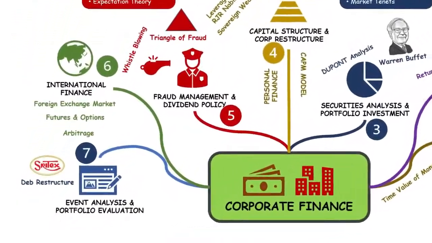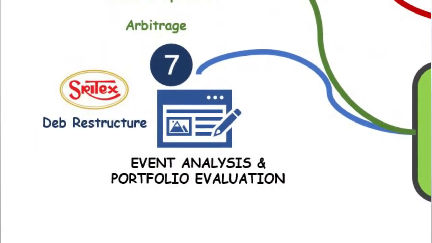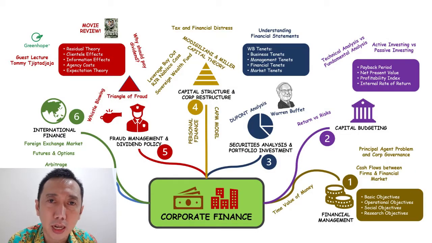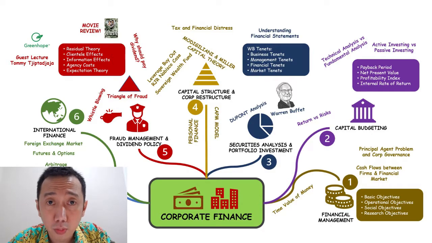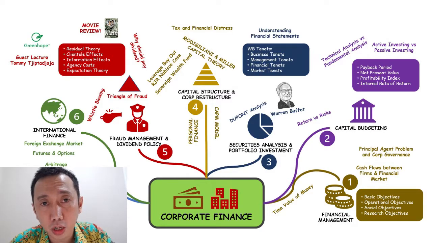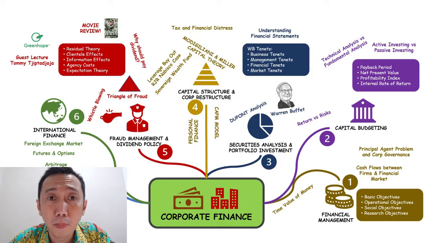Now we have come to the last part of our lessons, which is about event analysis and portfolio evaluation. This is again a group assignment. Our group got the chance to analyze the local company Sritex, a textile manufacturer. We found from the news that Sritex is going to restructure its debt to improve its financial problems. So that would close this mind mapping video.